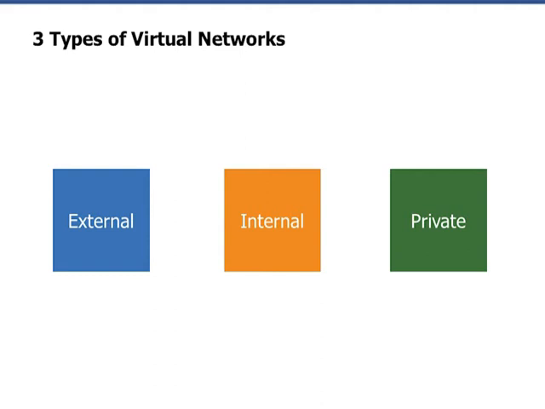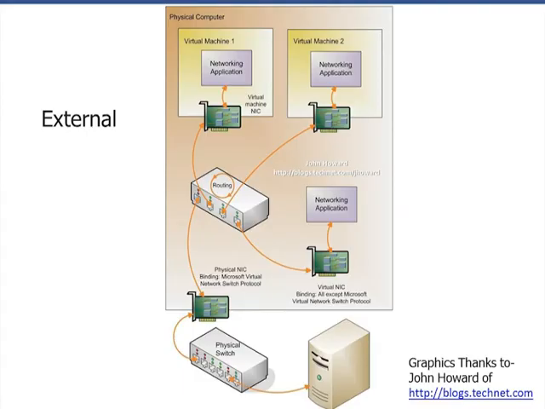The first type of virtual network in Hyper-V is the external virtual network, and this is by far the most common type of virtual network that Hyper-V admins create. With an external virtual network, you create a new virtual switch in Hyper-V, and then your virtual machine's virtual network adapters are connected to it. That virtual switch is also connected to an uplink to connect those virtual machines to the physical network.